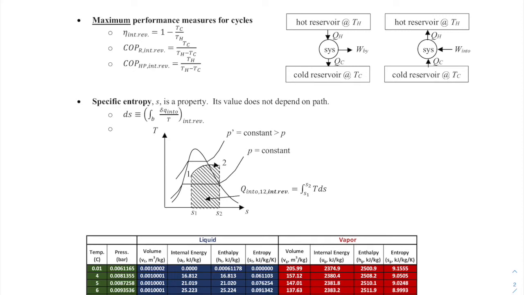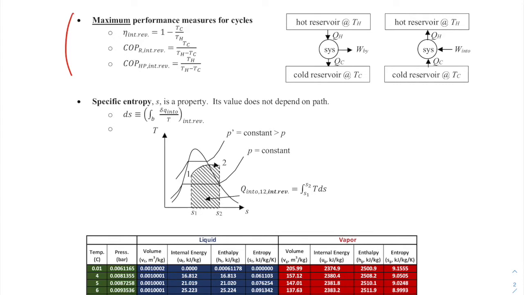First of all, let's focus on the maximum performance measures for cycles that we've discussed previously. So that's this first bullet point. These have to do with the power cycle. That's the first sub-bullet there. So the thermal efficiency for a power cycle. The second sub-bullet is the coefficient of performance for a refrigeration cycle. And the third sub-bullet is the coefficient of performance for a heat pump cycle.